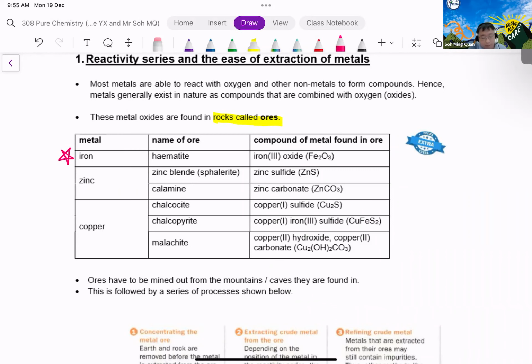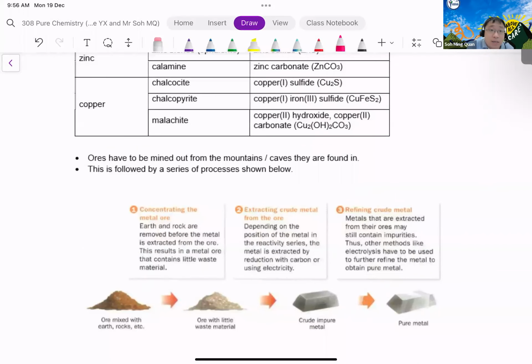All right. Now, obviously, these are rocks. Ores are rocks. Rocks are found in mountains, caves, maybe underground. So you have to mine them out. How do you mine? You basically have to have some equipment to help you remove the soil until you can get to the rock itself. So you can imagine this whole process of mining requires you to remove soil, requires you to remove trees, because if you don't remove trees, how do you get to the rock below? So this creates a lot of problems. Mining creates problems like deforestation.